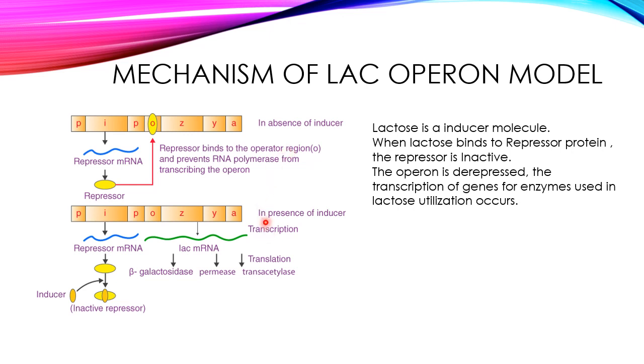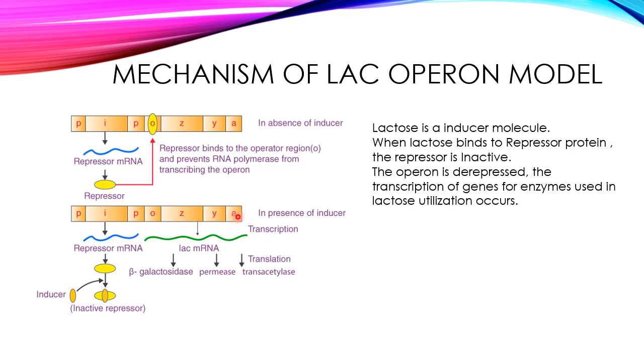But when the lactose is present, the substrate lactose goes and binds to this repressor protein, which is synthesized by the regulatory gene, and makes this repressor protein inactive. Once this repressor protein is inactive, it cannot go and bind to the promoter region. Therefore, the RNA polymerase directly comes and binds at the promoter region, and the transcription takes place.